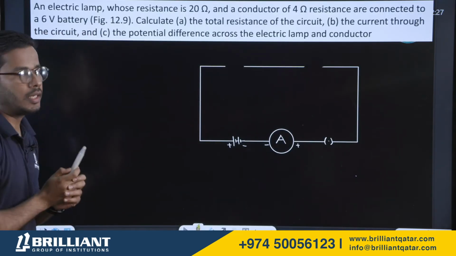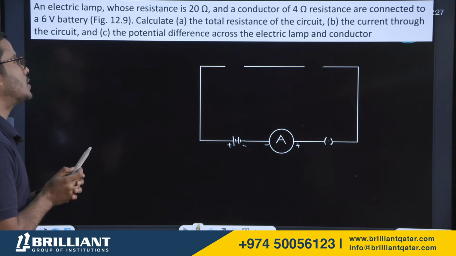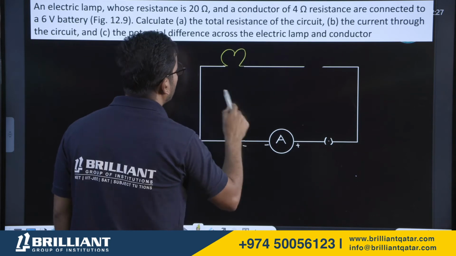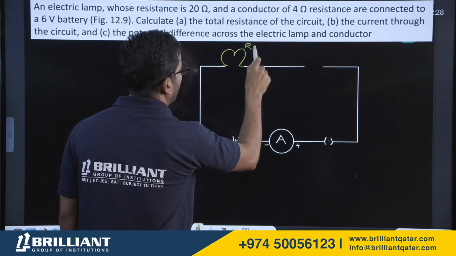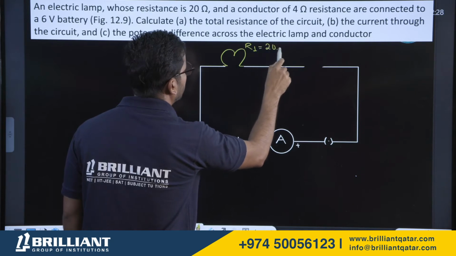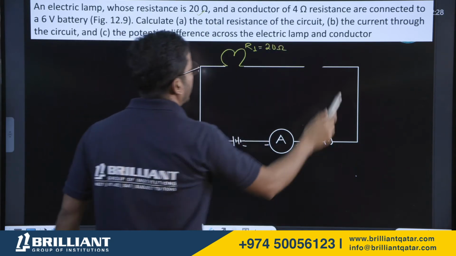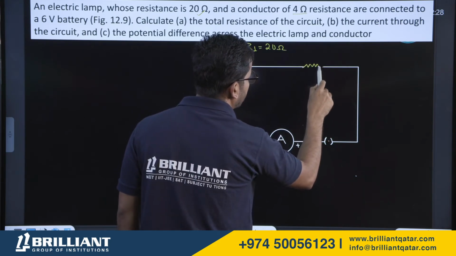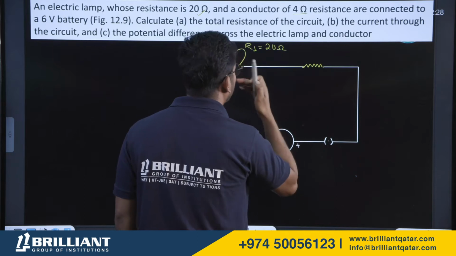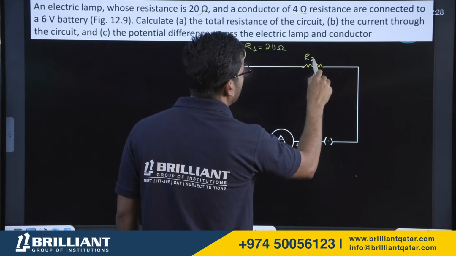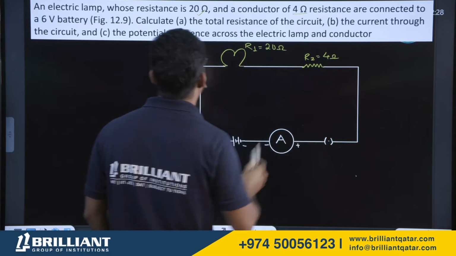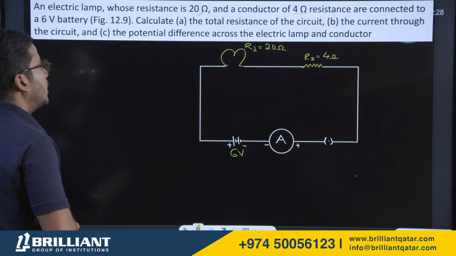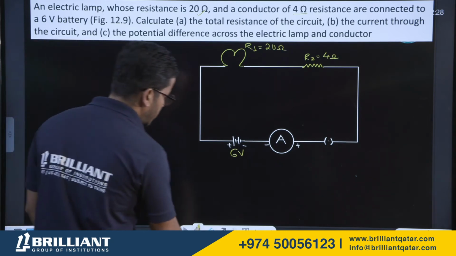The first numerical tells that an electric lamp whose resistance is 20 ohm. Instead of a lamp, I will take a bulb like that. Let its resistance be R1, which is given as 20 ohm. Second part, a conductor of resistance 4 ohm. Let me take a resistor like that and join a resistor here. So R2 will be 4 ohm. Perfect. Now a 6 volt battery. The battery value is given as 6 volt. Now they're asking us to get the total resistance in the circuit.